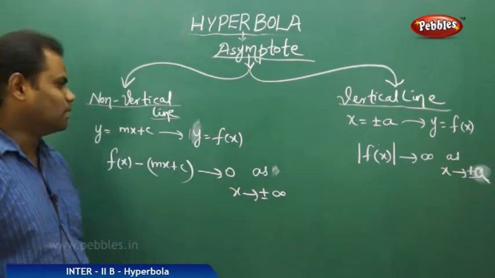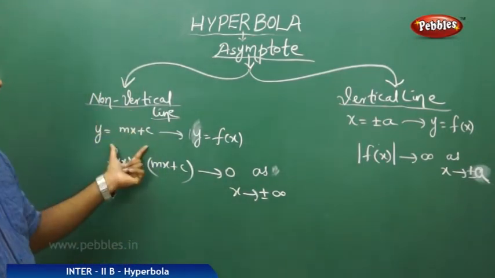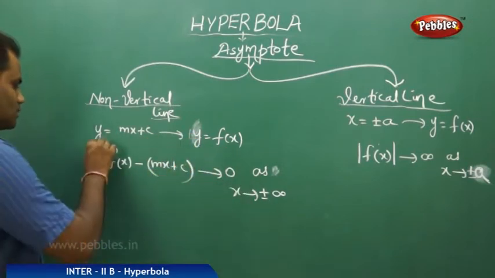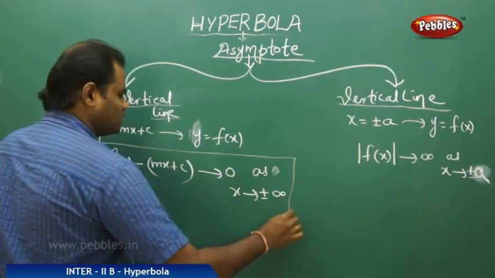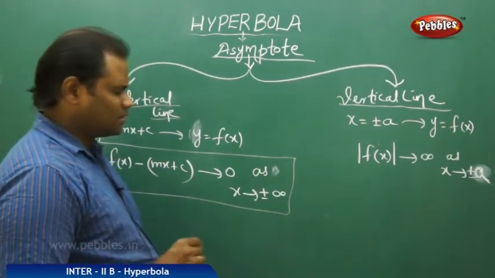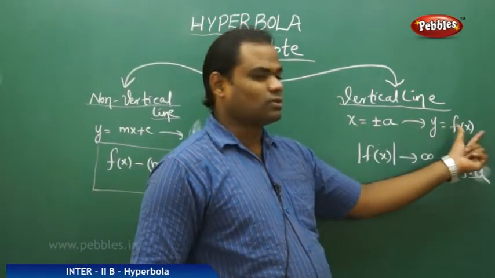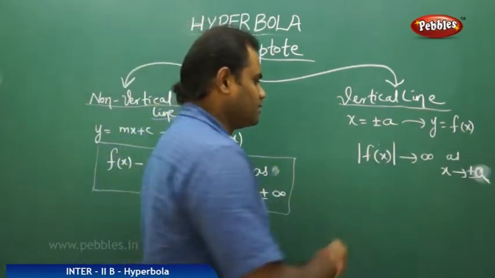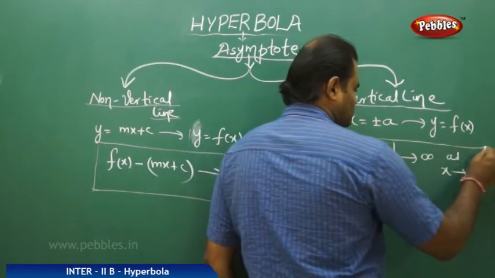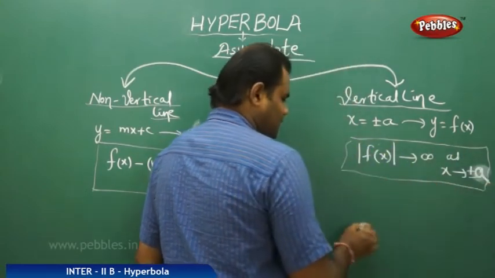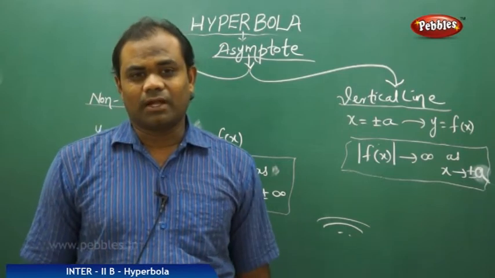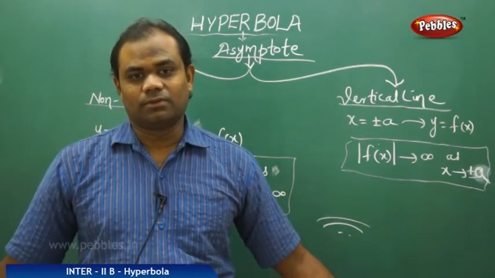Therefore, we have two formulae. One is a non-vertical line will be an asymptote if this tends to 0 as x tends to plus or minus infinity, and the second case being that this will be a vertical asymptote if this tends to infinity as x tends to plus or minus a. This is how we understand the vertical asymptote and a non-vertical asymptote.